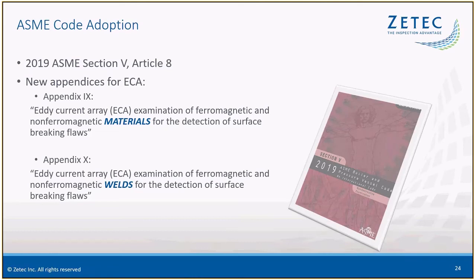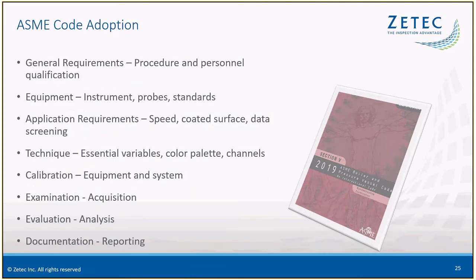So these go through essentially all of the things that you need to do that inspection. It goes through your general requirements, what equipment you need, the settings for the technique, the application requirements, how you go about calibrating it, doing the acquisition, and then the analysis after that, and the reporting. So if you are interested in developing eddy current array procedures, you can reference this ASME code, and it's got all of that detail there.